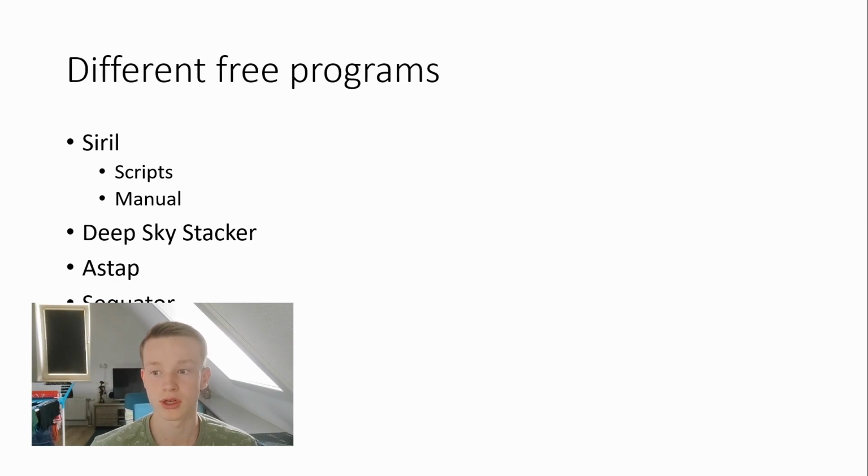You have Siril, which has two modes, the script stacking or the manual stacking, in which the script is faster but gives you less freedom in your settings, and manual is whatever you want to do with the program. You can adjust the way of stacking and that sort of stuff. And then you have DeepSkyStacker, which is a very well-known stacking program, especially for beginner astrophotographers. It is very easy and gives you a couple of options, but not as many as Siril.